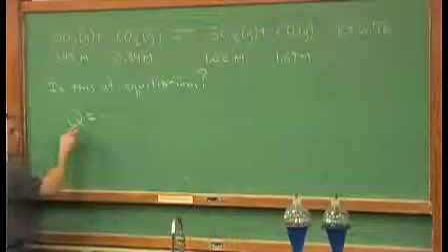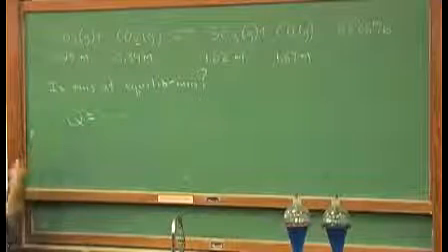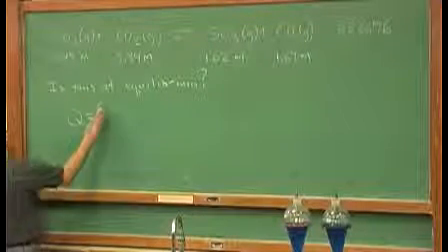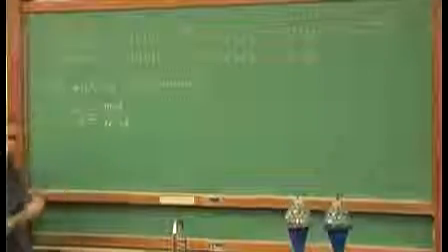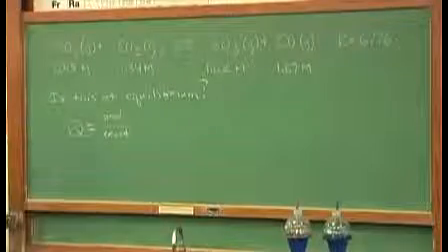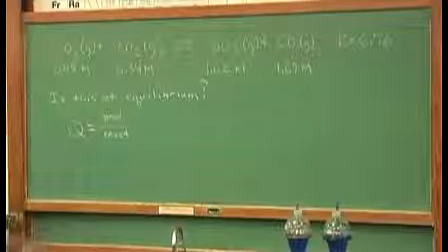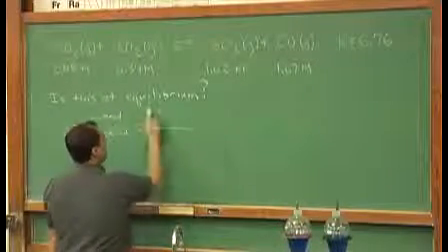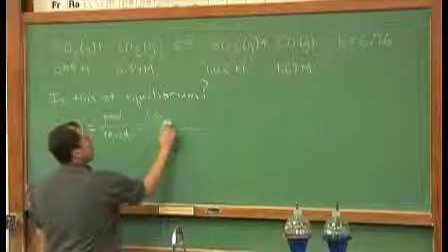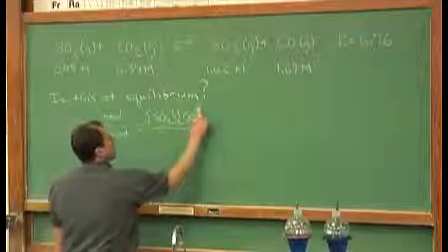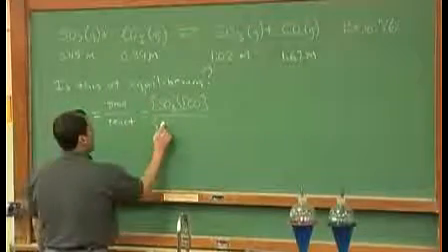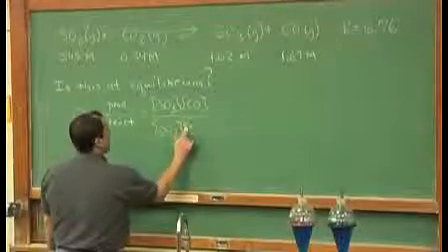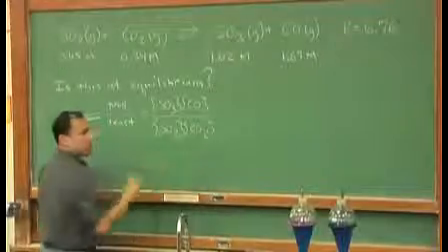So Q, just like K, maybe you can think of Q as being your personal K, is equal to products over reactants. And in this case, the stoichiometry is 1 to 1 to 1 to 1. All we have to do is put 2 products over 2 reactants. SO3 is a product. CO is a product. Go ahead and write down the next 2. We have SO2 as a reactant, and we have CO2 as a reactant. 2 products, 2 reactants. There they are.